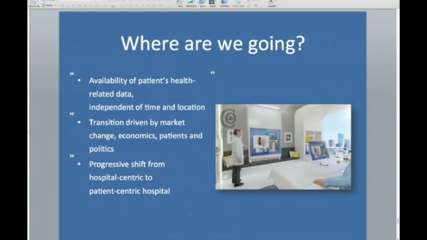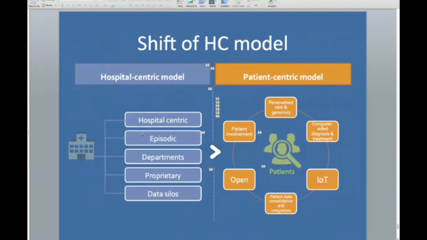So where are we going? We are going to a situation in which patients' data and healthcare data are available independent of time and location. This transition is really driven by a market change, a technical change, by economics, and also by patients and politics. So we do see a progressive shift from a hospital-centric to a patient-centric hospital. So this is one of the last slides.